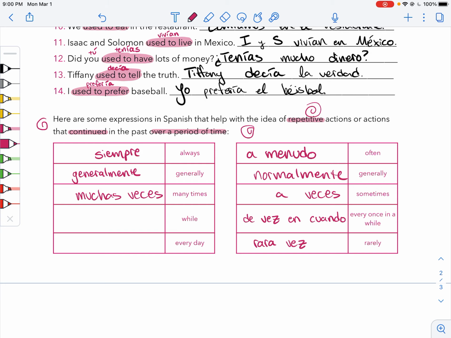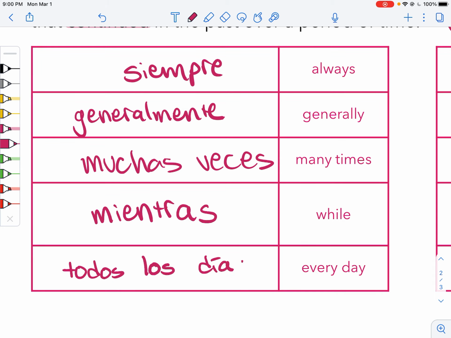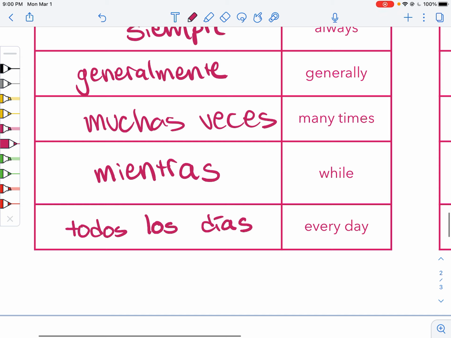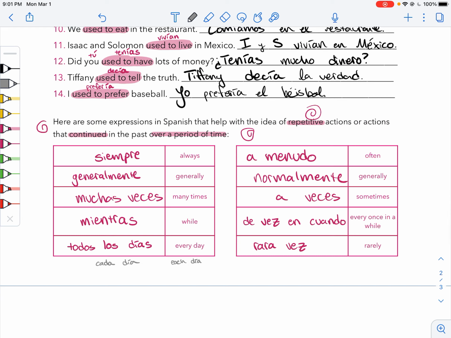You already know while is mientras. Or if you didn't know, you temporarily forgot. Now you know. And then every day is todos los días. That's literally all the days. If you want to say cada día, that's fine too. That's each day. And notice these are not the only phrases that signify, hey, you should use the imperfect now. It's just some of them. There's 10, so one for each finger, you're welcome.